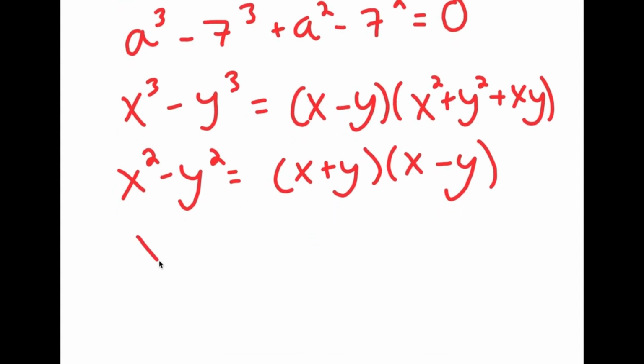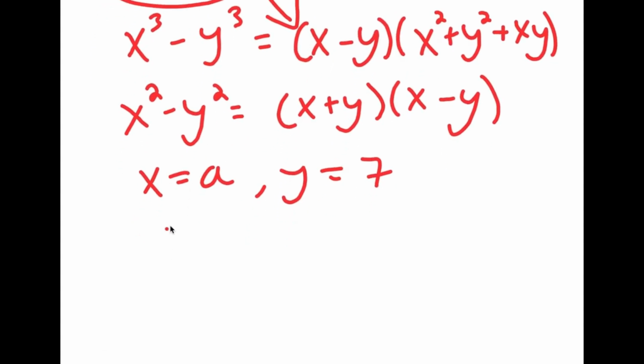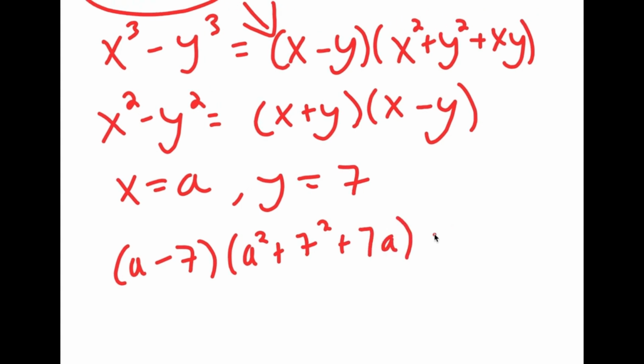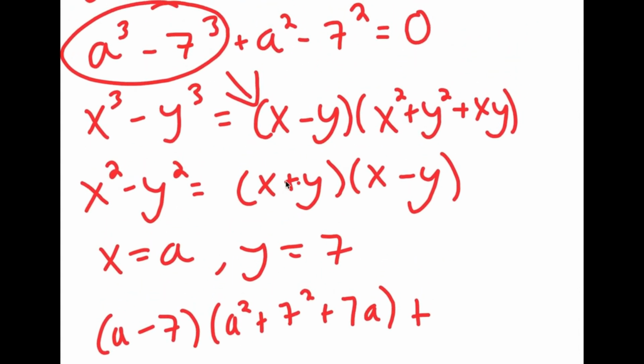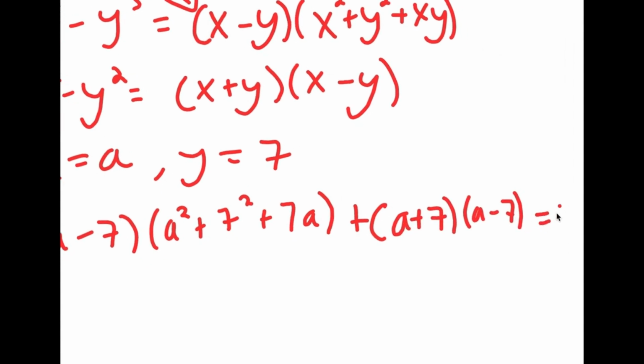So in this case, x is equal to a and y is equal to 7. We're going to first start by rewriting a to the power of 3 minus 7 to the power of 3 in this form. So this is going to be equal to a minus 7 times a squared plus 7 squared plus 7 times a, which is just 7a. And now I have this plus x squared minus y squared. This is x plus y times x minus y. So it's going to equal a plus 7 times a minus 7. And this is all equal to 0.